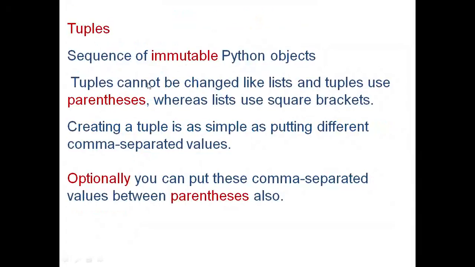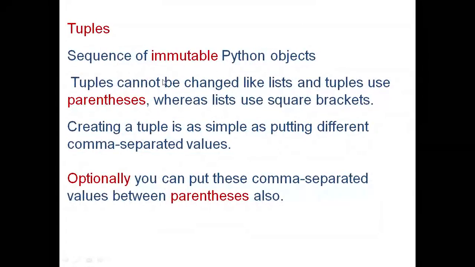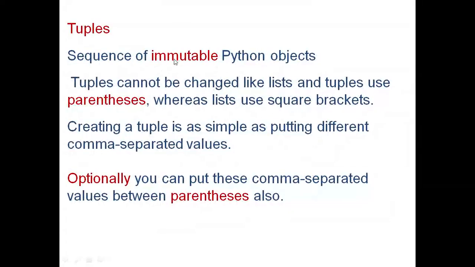So tuples are going to be a sequence of immutable Python objects. As I already said, it cannot be modified. And how are we going to represent tuples? We already saw that square brackets are used for storing a list, curly braces are used for representing a dictionary, and we are going to use parentheses for representing tuples. Okay, we have already seen that a list uses square brackets. Tuples are going to use parentheses.